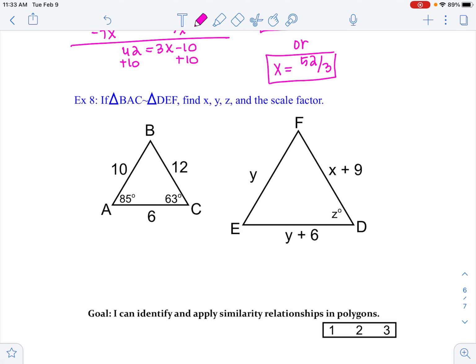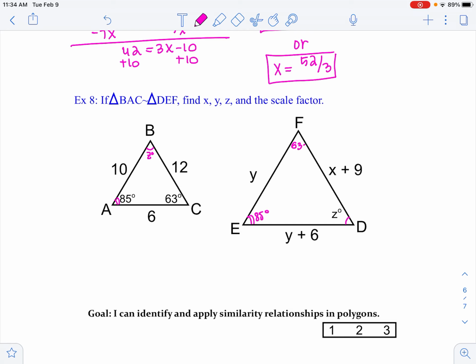So I like to start by putting in my congruent angles. B and D are congruent. B and D. So since they're congruent, I'm also going to put a z right here. Right, because they're the same. A and E are congruent. So I'll put an 85 right here. And then 63, C and F are congruent. So I'll put a 63 right here.